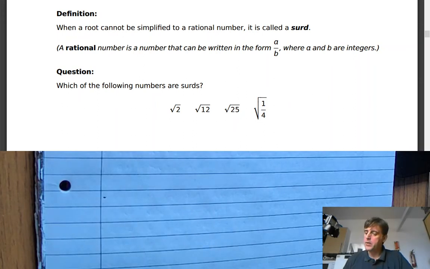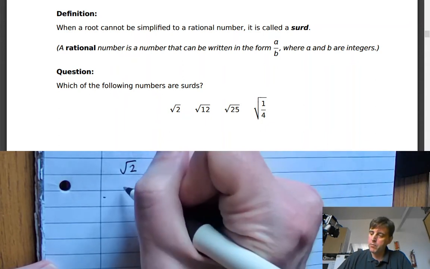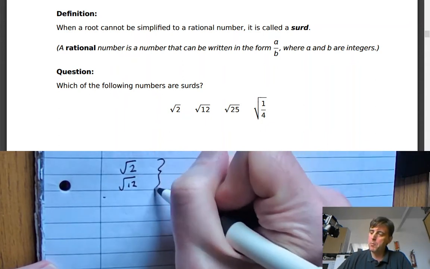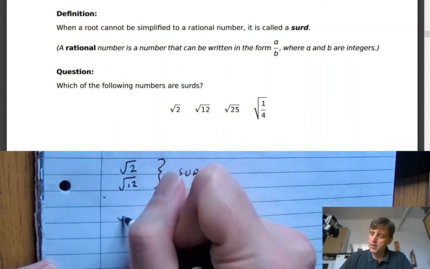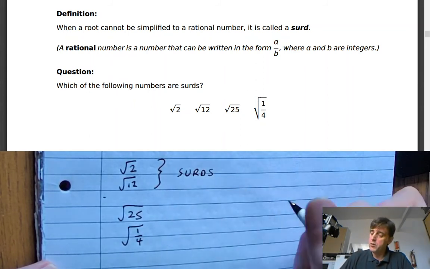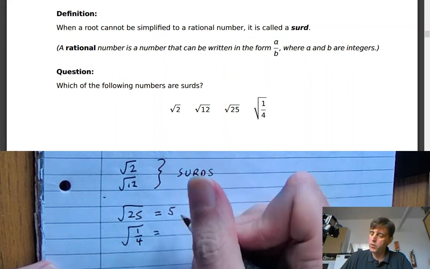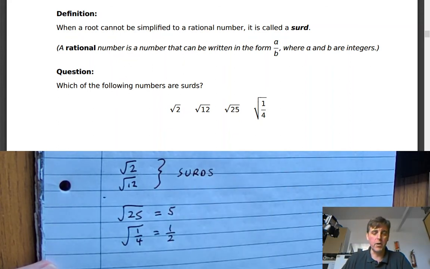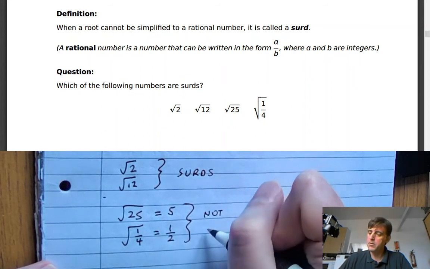Okay, how did you get on with these? So I will just tell you that the square root of 2 and the square root of 12 are both surds, whereas the square root of 25 and the square root of a quarter, these are not surds because you can simplify both of those. The square root of 25 is of course 5, because 5 multiplied by itself gives you 25. And then the square root of 1 over 4 here is 1 over 2, because when you multiply 1 over 2 by itself, you get 1 over 4. So these ones are not surds.